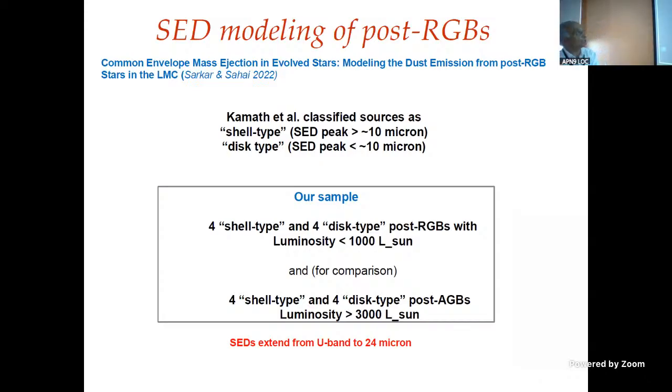Kamath et al. classified these sources as shell type, where the spectral energy distribution peaks at greater than 10 microns, and disk type, where the spectral energy distribution peaks at less than 10 microns. So we selected a sample, just as for this study, of 4 shell type and 4 disk type post-RGBs with luminosity less than 1,000 solar luminosities, and 4 shell type and 4 disk type post-AGB objects with luminosities greater than 3,000 solar luminosities. The SEDs extend from the U band to about 24 micron in each case.